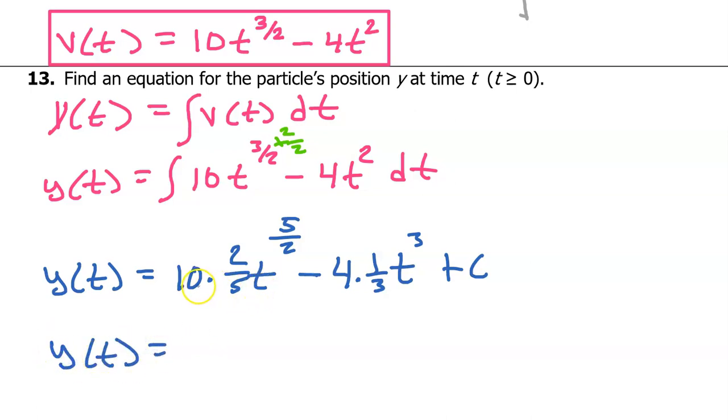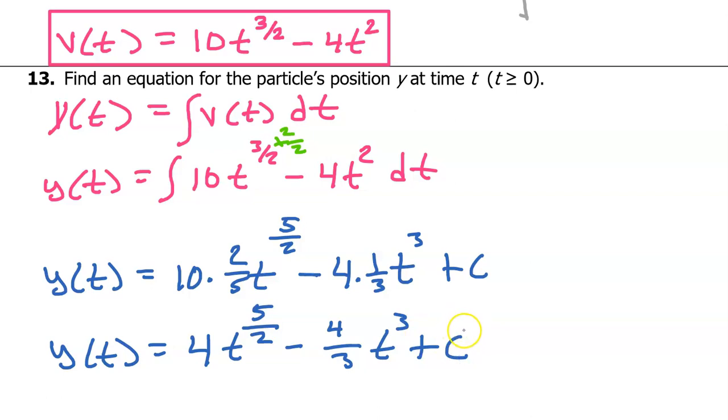5 goes into 10 2 times. 2 times 2 is 4. So I have 4t to the 5/2 power. Not much I can do with this. I'm just going to put 4 over 3 t cubed plus c.